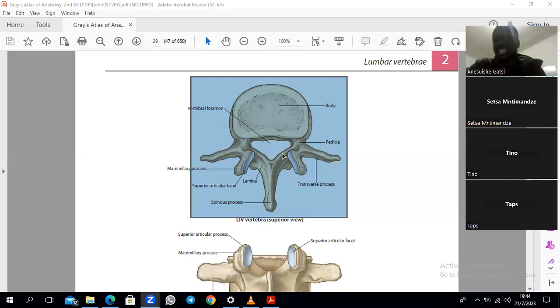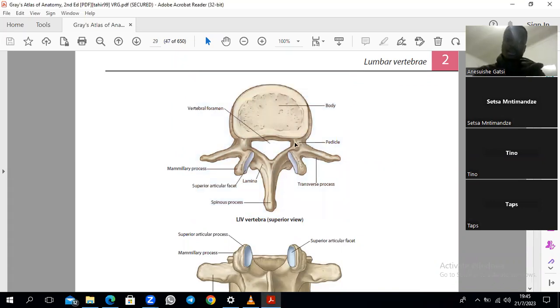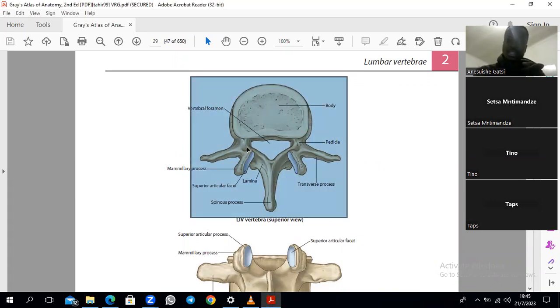But definitely it's larger than the one that I showed you for the thoracic region, which we said was going to be small and circular. Right. All right. Then this vertebral arch is going to have the same thing. I gave you a mnemonic: pulp, pedicle, anterior, lamina, posterior. Right. So these are your pedicles.